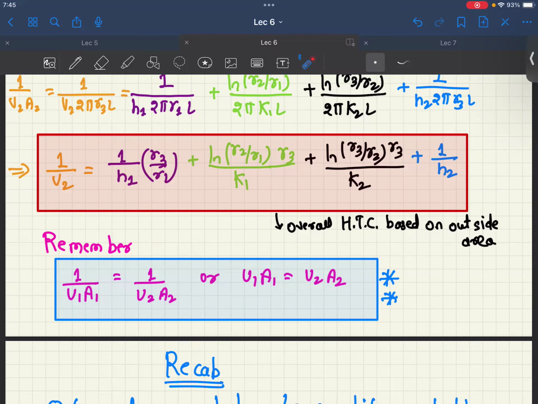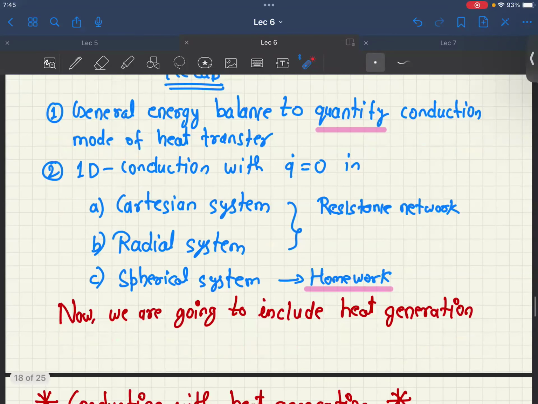Now in the next class what we are going to see is we are going to include heat generation. अभी तक हमने heat generation नहीं समझा. सबसे पहले हमने समझा सिर्फ plane wall पे कैसे होगा. उसके बाद हमने complexity बढ़ाई कि area change हो रहा है तो वो कैसे होगा. उसके बाद हमने देखा कि cylindrical coordinate system में कैसे होगा. Next class में हम plane wall लेंगे और उसके अंदर heat generation term डालेंगे and then we will see how it is going to affect.